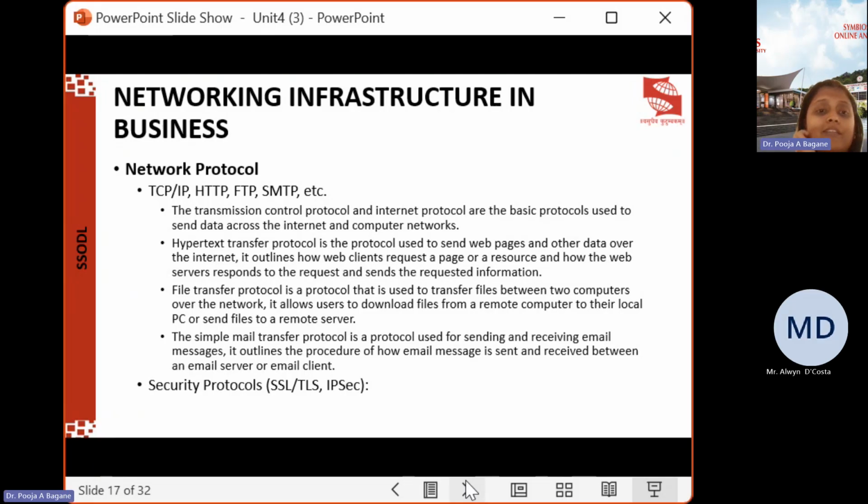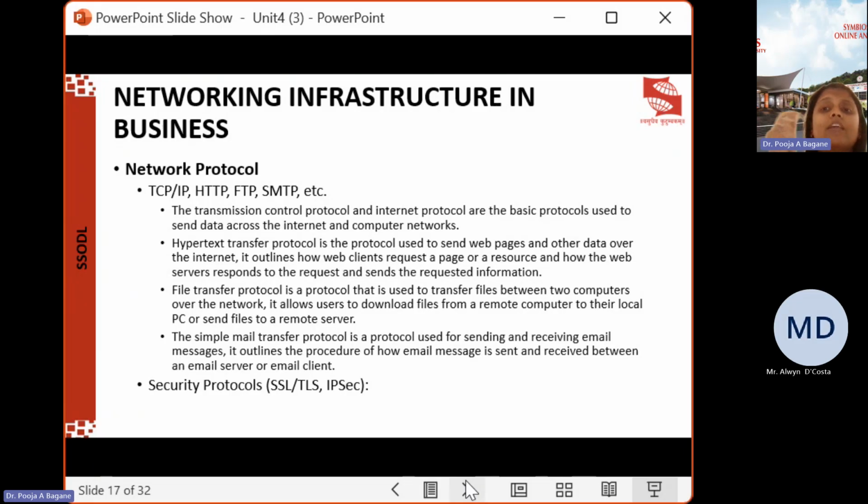Then there is File Transfer Protocol. It is a protocol used to transfer files between two computers over the network. It allows users to download files from a remote computer to their local PC or send files to the remote server. Then another protocol is SMTP, the Simple Mail Transfer Protocol.